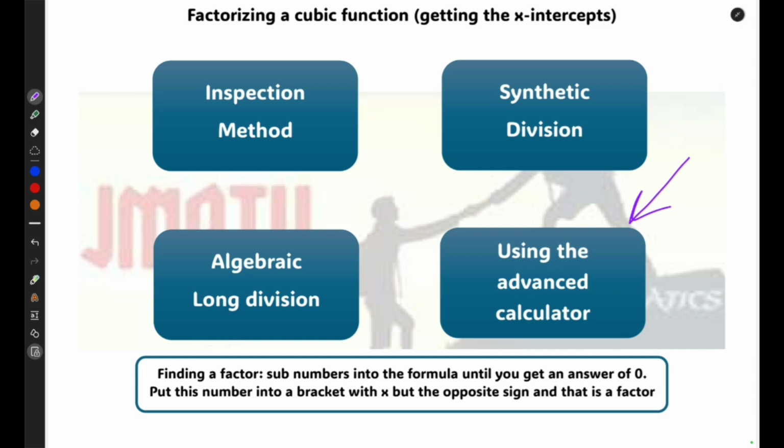Now, most of the time you'll use this when you need to draw a calculus graph and they ask you what the x-intercepts for this graph are. So you don't use it often, but you're going to get stuck if you don't know a method or if you don't have the calculator.